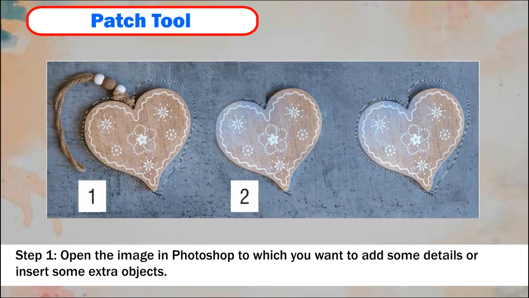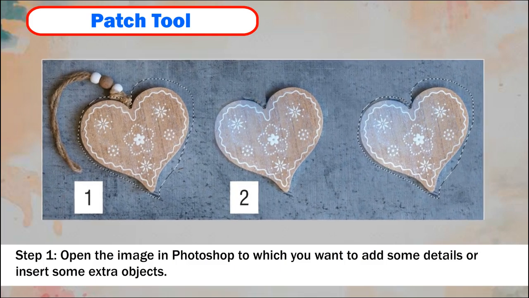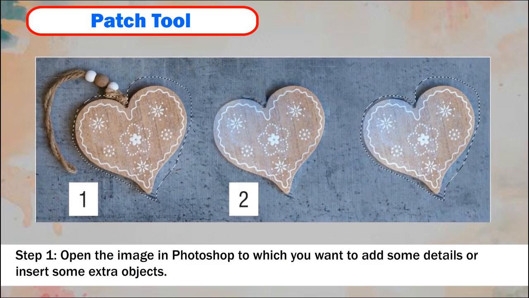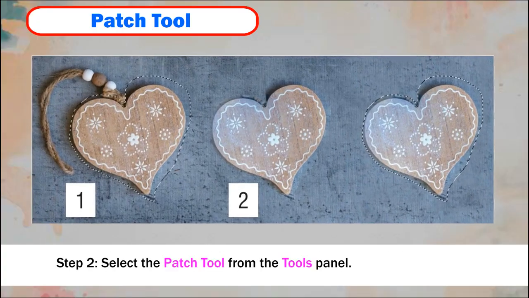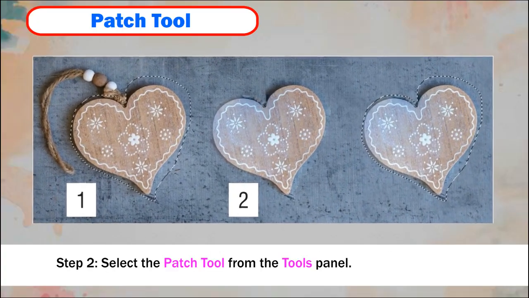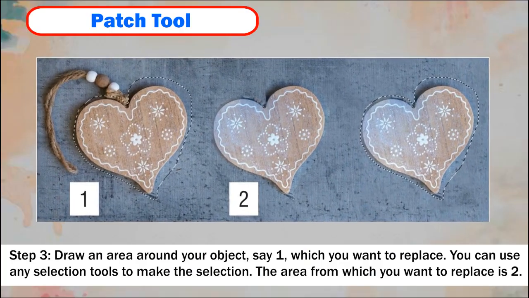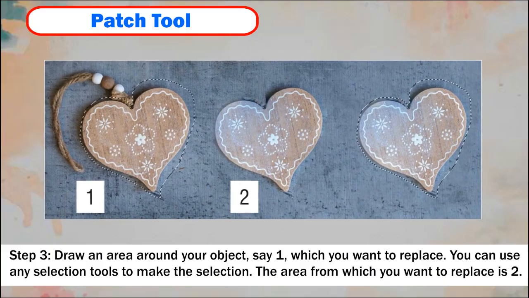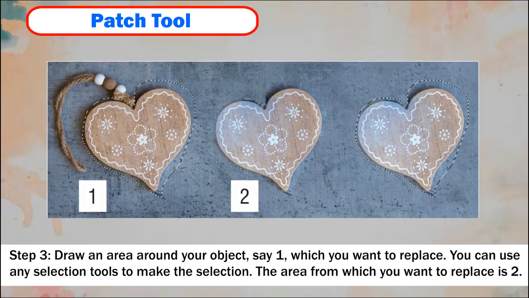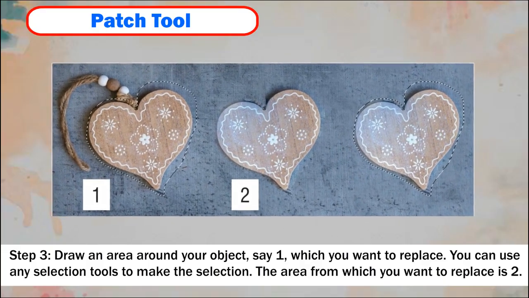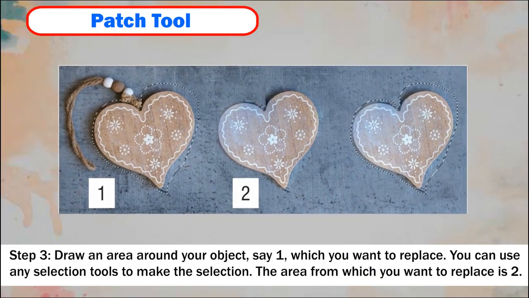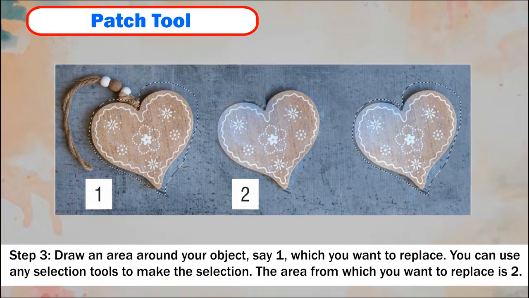Step 1. Open the image in Photoshop to which you want to add some details or insert some extra objects. Step 2. Select the patch tool from the Tools panel. Step 3. Draw an area around your object, say 1, which you want to replace. You can use any selection tools to make the selection. The area from which you want to replace is 2.